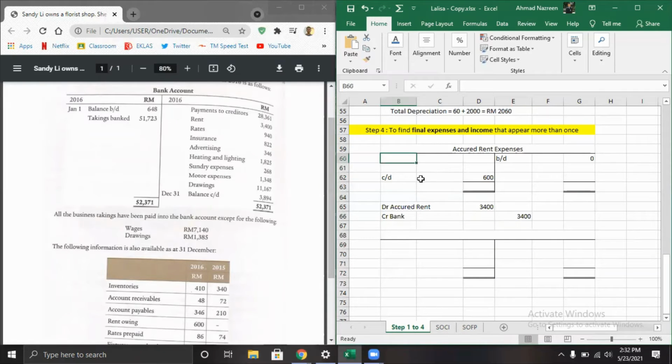So from here, we can see how to put it in the ledger. On the debit side, we should put the bank totaling 3,400. Then we shall sum up the debit side. We shall get 4,000 ringgit. So from here, we can get the rent. The rent would be 4,000 ringgit. So both the debit and credit sides are balanced. We shall move on with the prepaid rates.